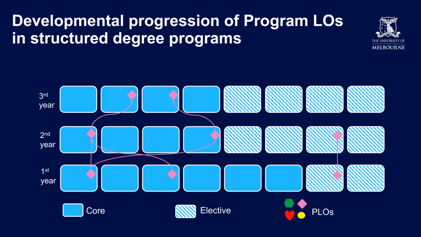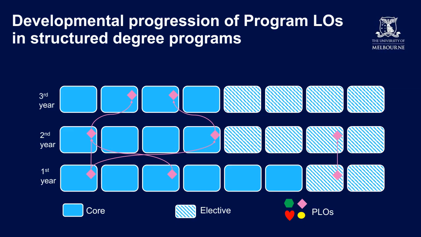The second challenge is inherent to the way that generalist degree programs tend to be loosely structured. This is opposed to more defined specialist degree programs, which is what I've shown here. In this generic representation of a specialist degree program, there is a consistent core set of units that all students take, as well as some optional electives.